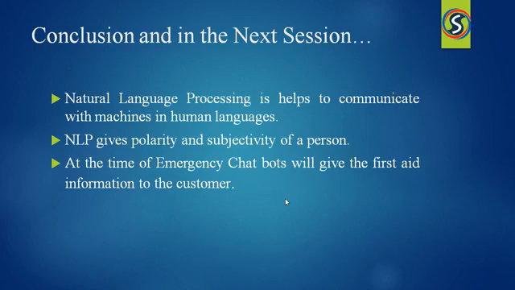Finally, I conclude that natural language processing helps us communicate with machines in human languages. Natural language processing gives the polarity and subjectivity of a person. At the time of an emergency, chatbots will give first aid information to the customer.